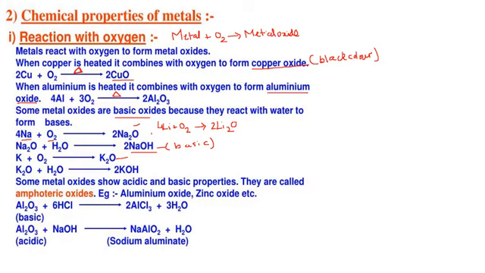Potassium oxide dissolved in water gives you potassium hydroxide. This is also basic in nature. Sodium hydroxide and potassium hydroxide are strong bases. Some metal oxides show acidic as well as basic nature. This is a very important point. These are called amphoteric oxides, because these oxides show acidic as well as basic properties.